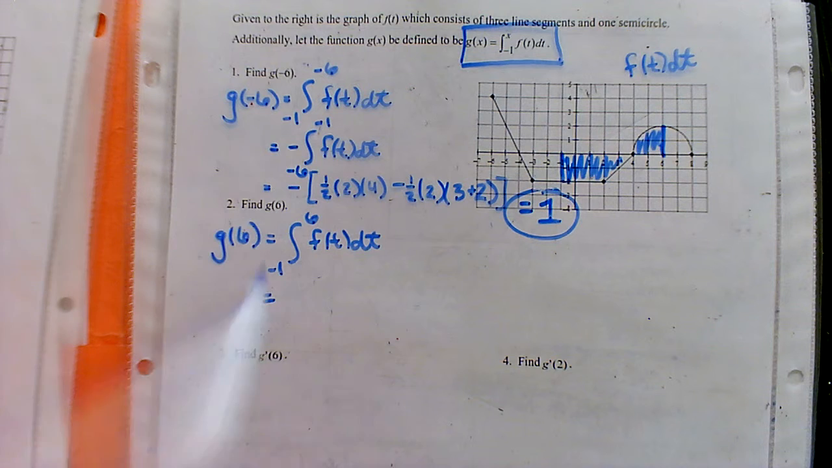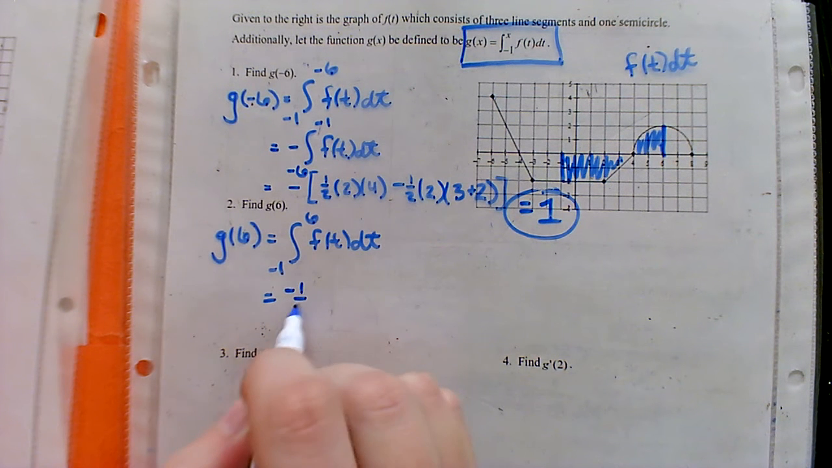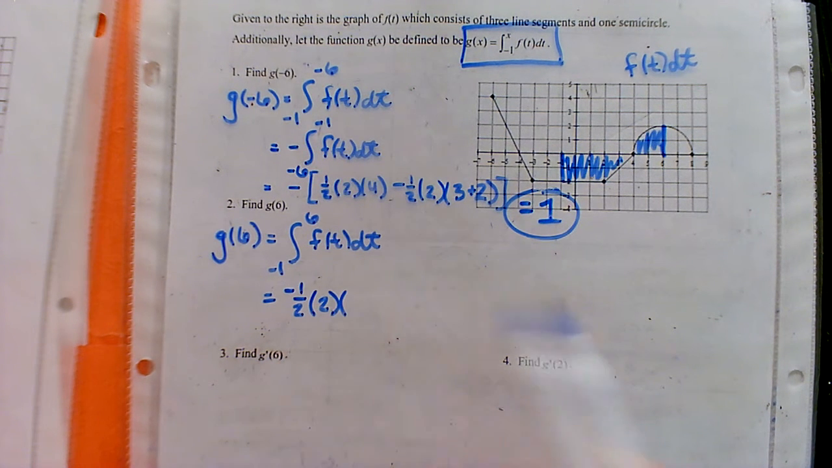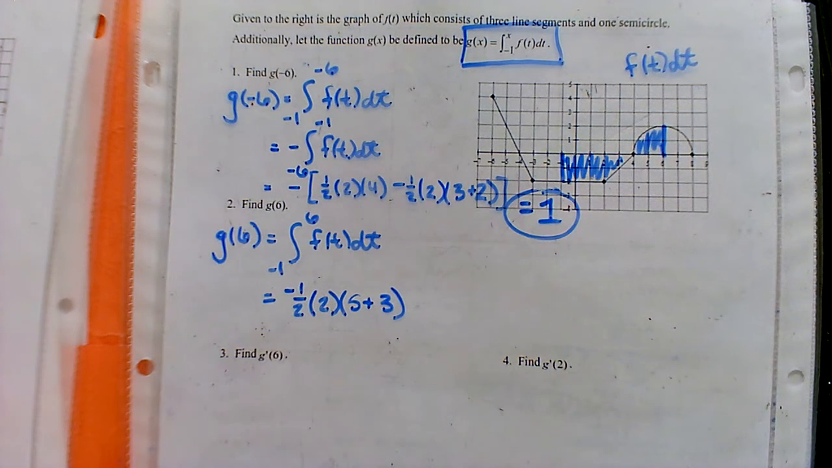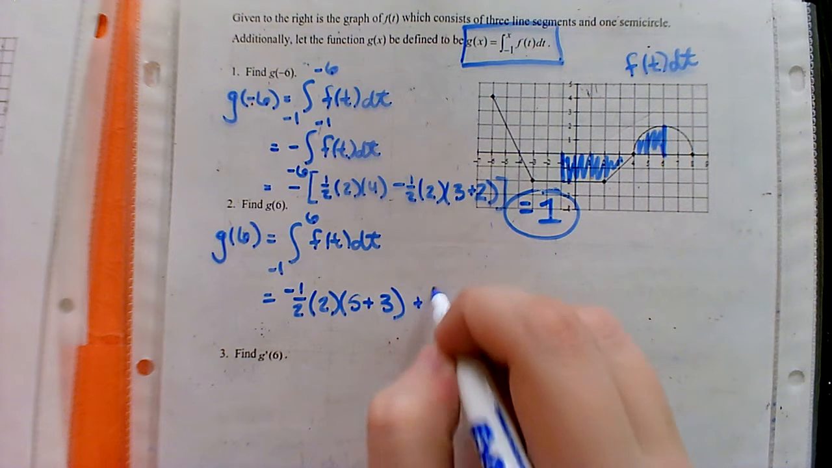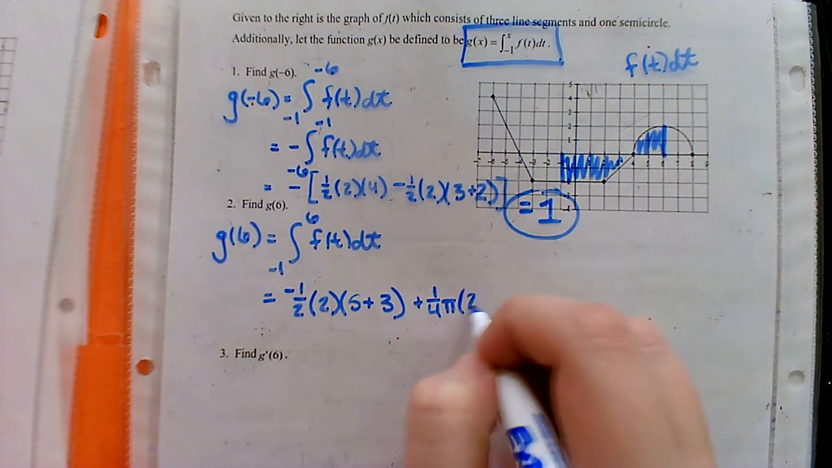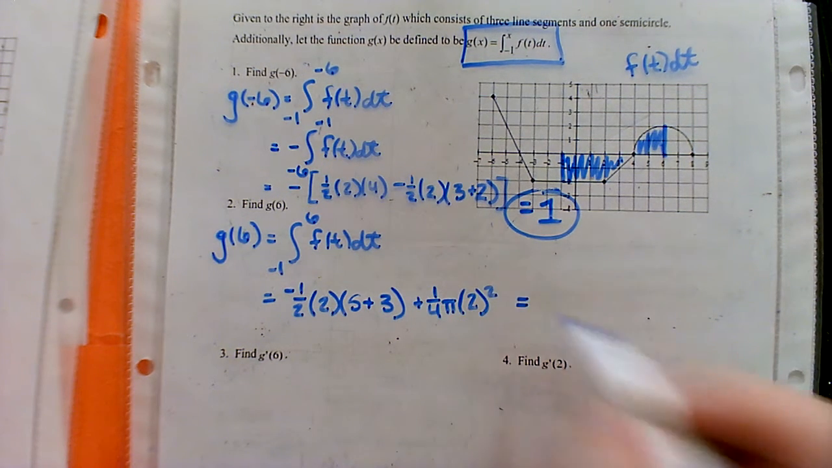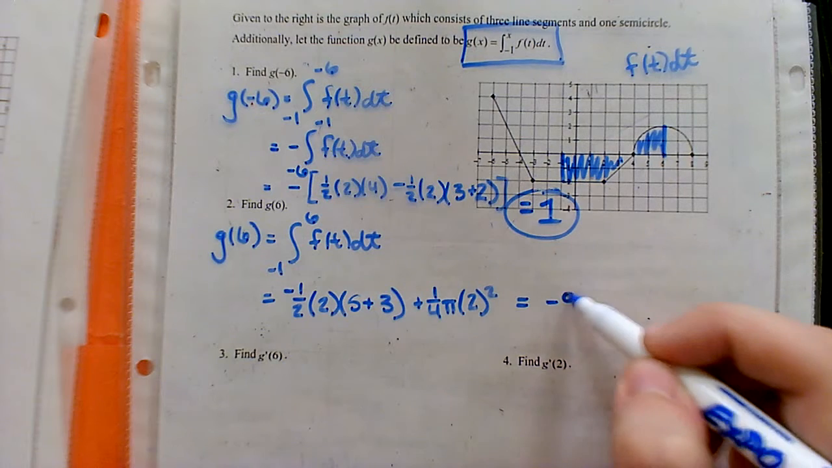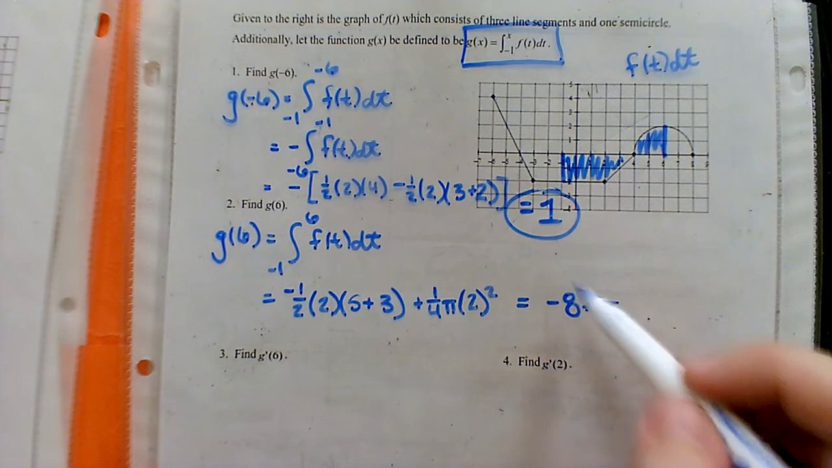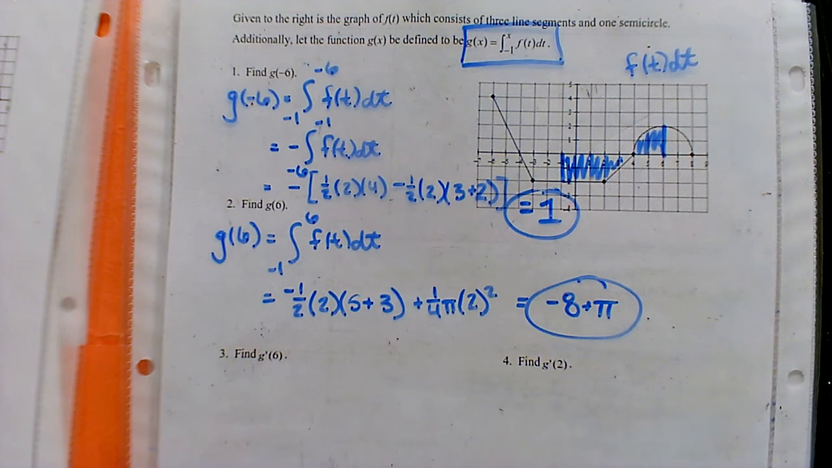Let's see, the trapezoid's underneath the x-axis, so it needs to be negative. And then we've got a quarter circle above the x-axis with a radius of 2. -8 plus pi. Can we get that? Sound good?